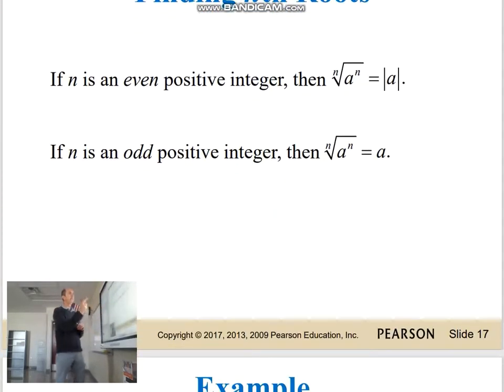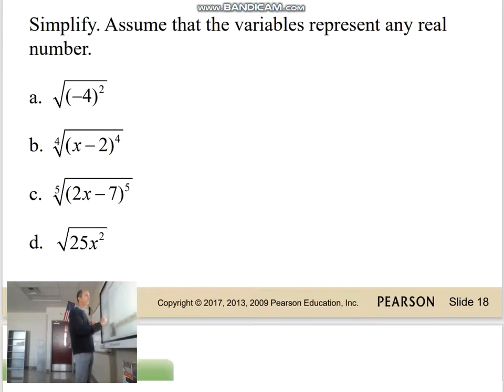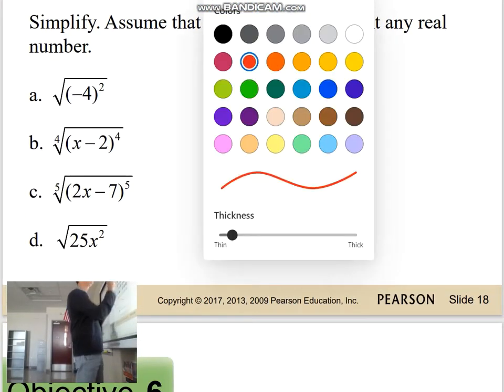If n is an even positive integer, then the nth root of a exponent n is equal to the absolute value of a. This is kind of a general rule to find the nth root. If n is an odd positive integer, then the nth root of a exponent n equals a. Let's check some examples to understand how to work using this rule.